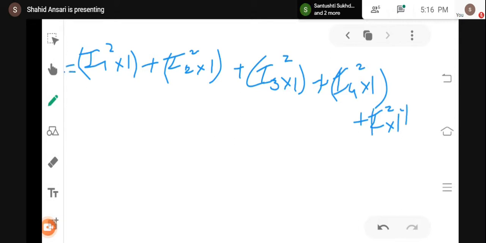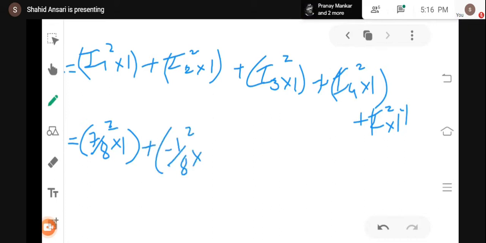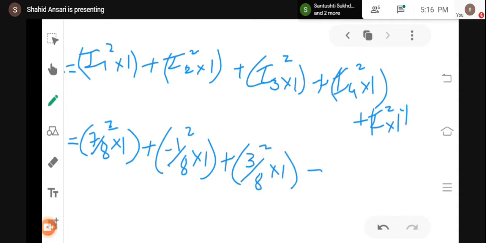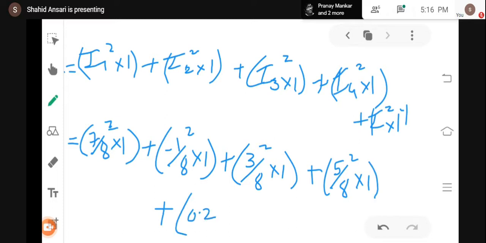Now, tell me the value of I1, I2, I3, I4. What is the value of I1? It is 1, right? Then what is the value of I2? Minus 1 by 8. So minus 1 by 8 square into 1. I3 would be 3 by 8 square into 1. Then what is the value of I4? It was 5 by 8 square into 1. And last is the value of I. It was 0.25 square.